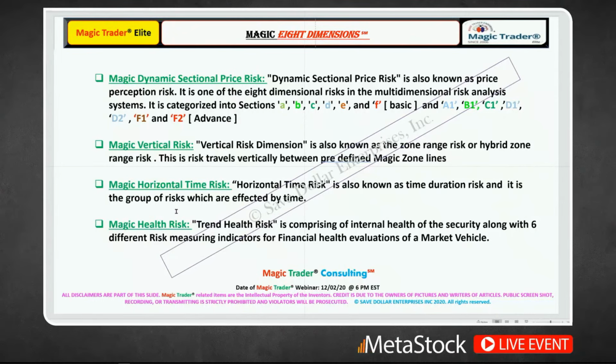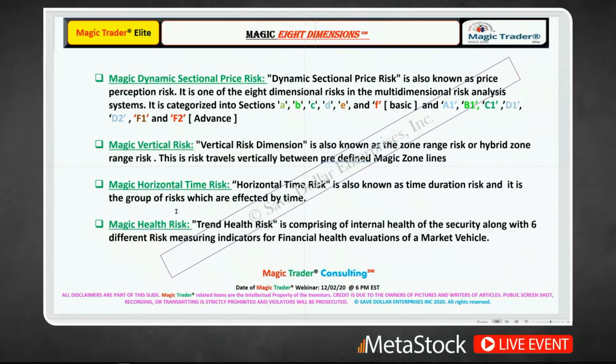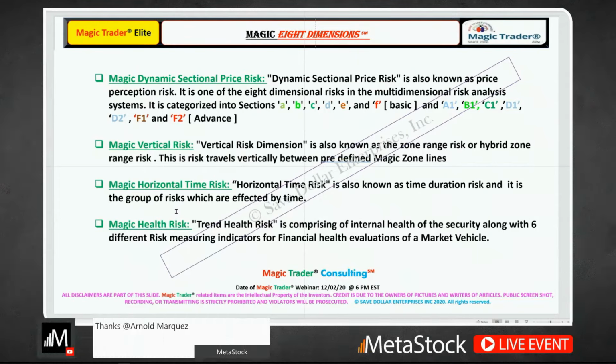Then horizontal time risk. What I also discovered is that all the risks which are related to time we could identify in real time, which has the effect of timing. So that is represented on a horizontal scale. And everybody's used to having the MetaStock software. They call it a ribbon. In our language, we call them horizontal time risk.